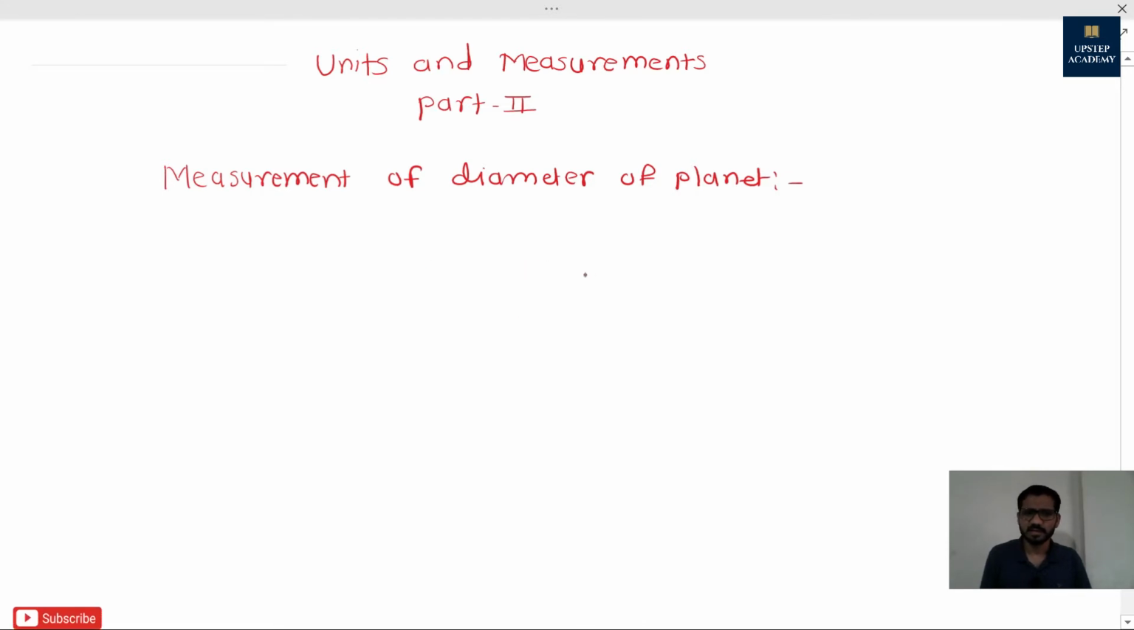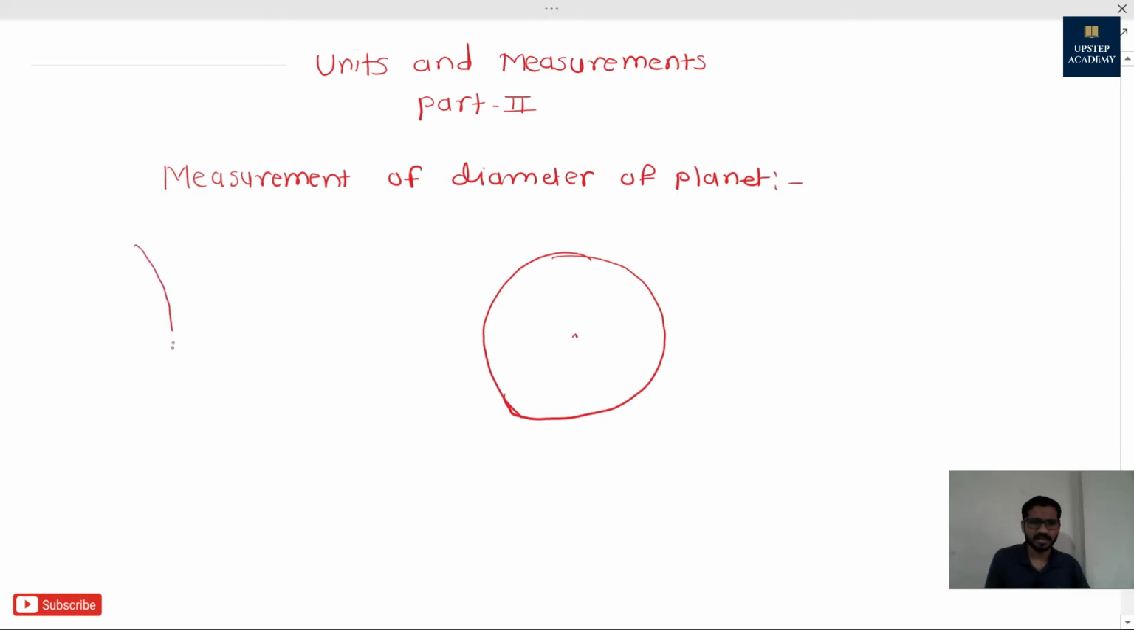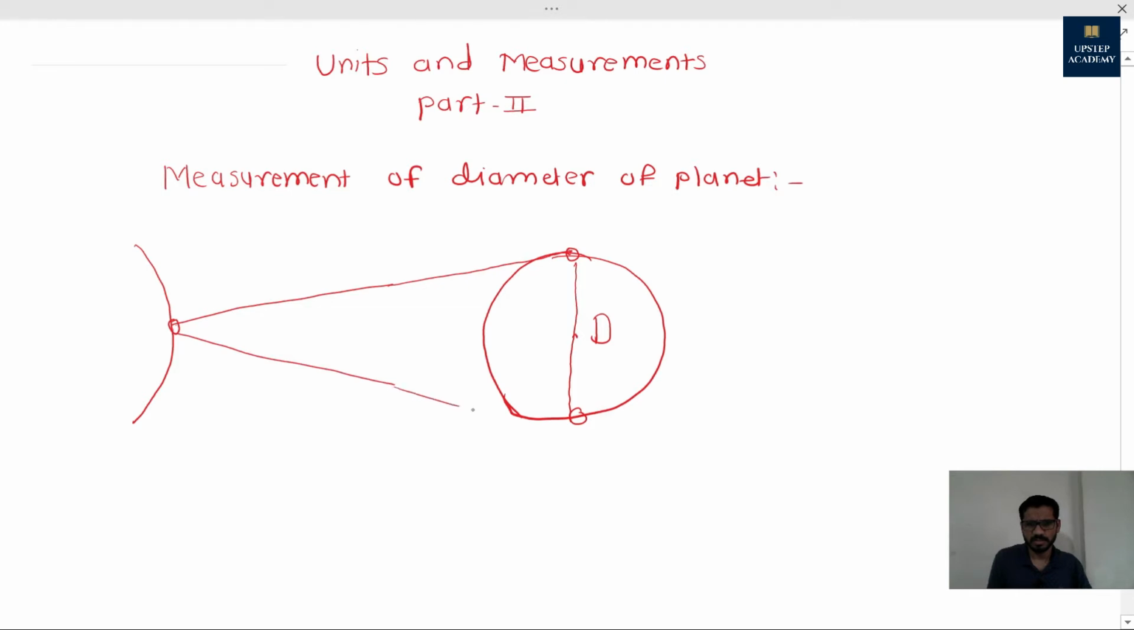Let us consider one planet. This is the planet of which the diameter has to be measured, and here is a point on Earth. Let's consider this is one point and this is another point. The distance between these 2 points is the diameter of this planet, suppose, and we are going to join one point on Earth with these 2 points on that planet of which the diameter has to be measured.